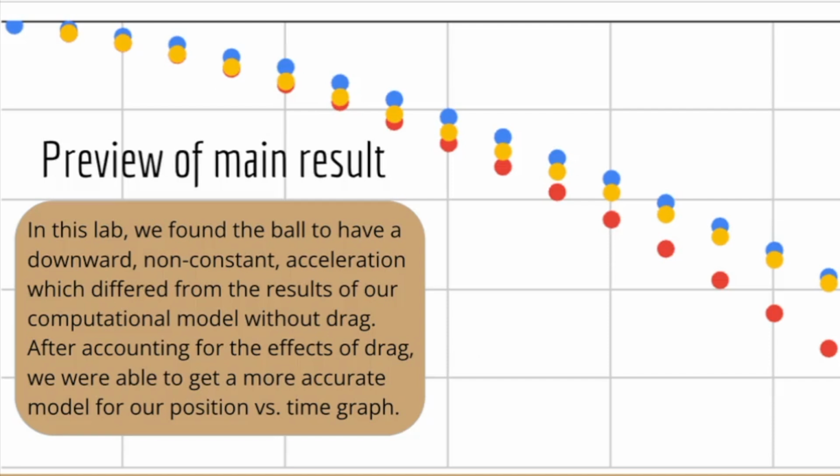And here's a preview. In this lab, we found the ball to have a downward, non-constant acceleration, which differed from the results of our computational model without drag. After accounting for the effects of drag, we were able to get a more accurate model for our position versus time graph.